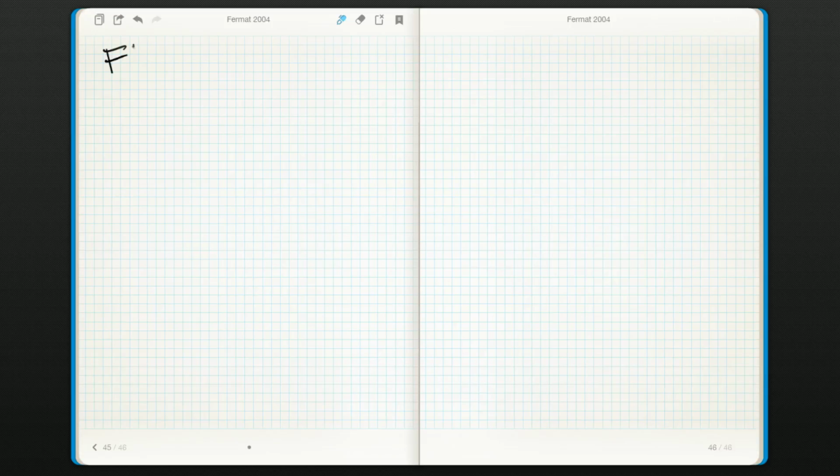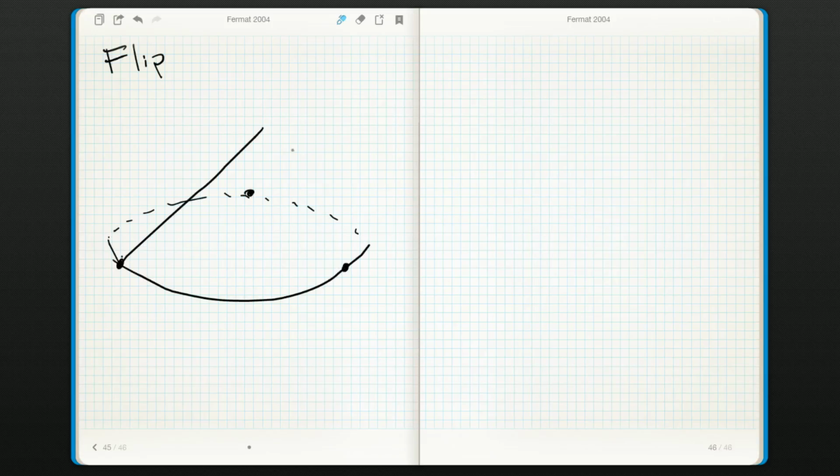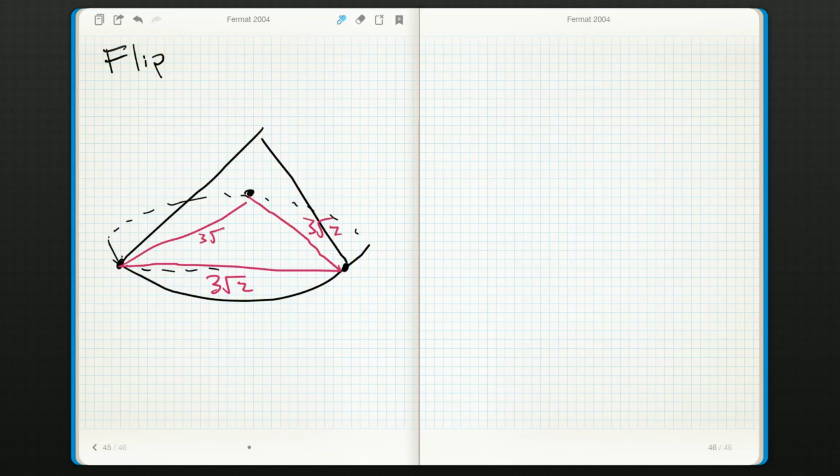So now I'm going to flip everything. Now here's my circle. I'm going to draw a big picture because I really want to understand what's going on here. And then we have our 3 points, and I'm going to use some colors here. We've got the 3 root 2 here, 3 root 2 here, 3 root 2 here.